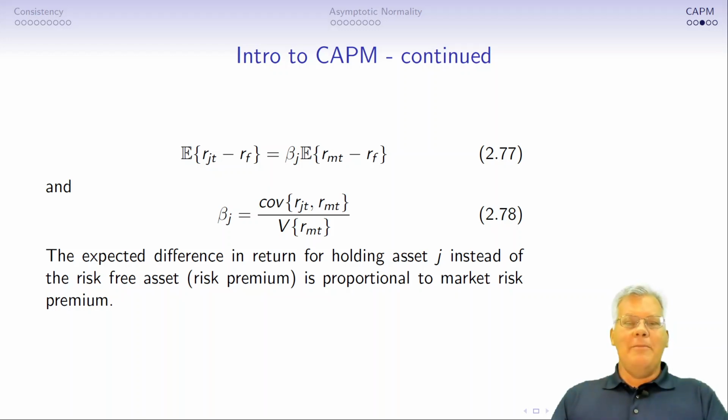So what CAPM is telling us is, I guess I should just read my own text at the bottom here. The expected difference in return for holding asset J instead of the risk-free asset, or the risk premium, is proportional to the market risk premium. So you remember the golden rule of finance, that return is the reward for bearing risk.